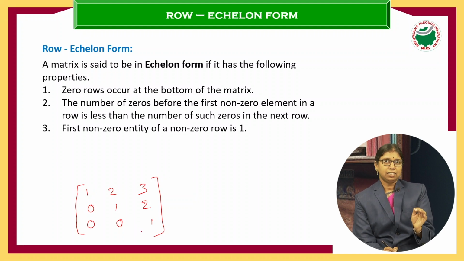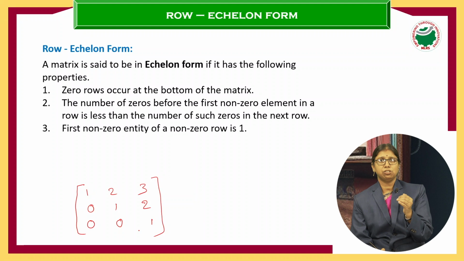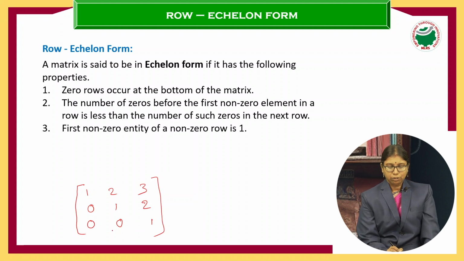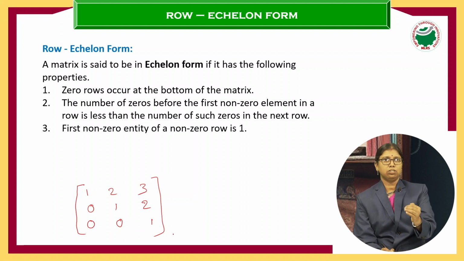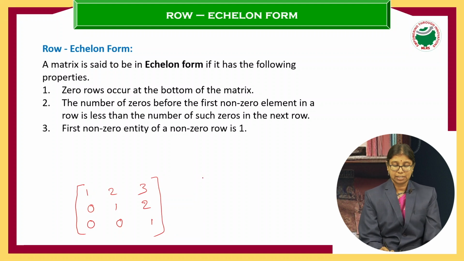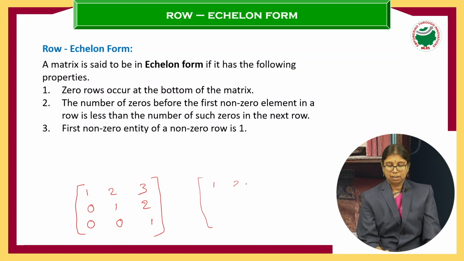Your first condition is if there is any zero row, the zero row must and should be at the bottom of the matrix. Zero row means all the entries in the row must and should be 0. Here I don't have any such zero row, so no need to verify the first condition. Suppose your matrix is the same upper triangular matrix, but I'll take like this.